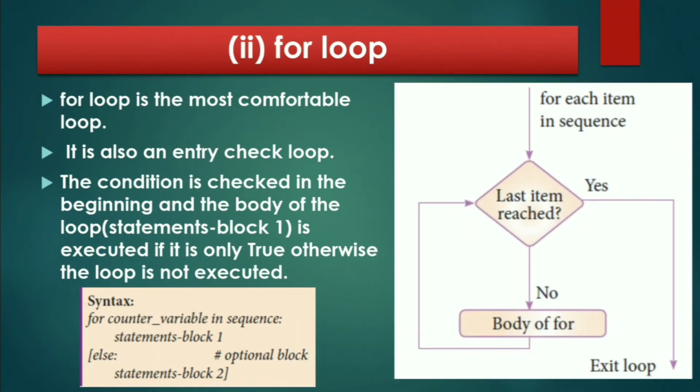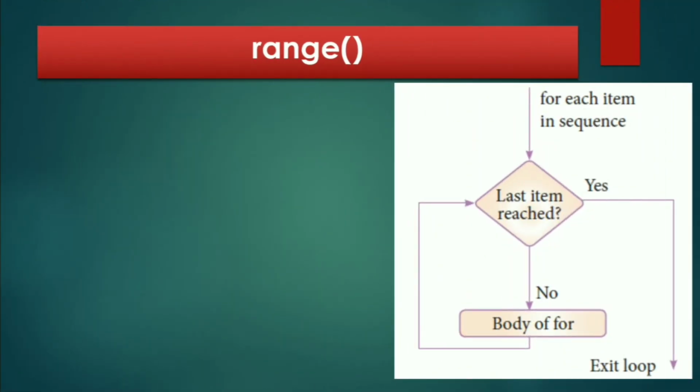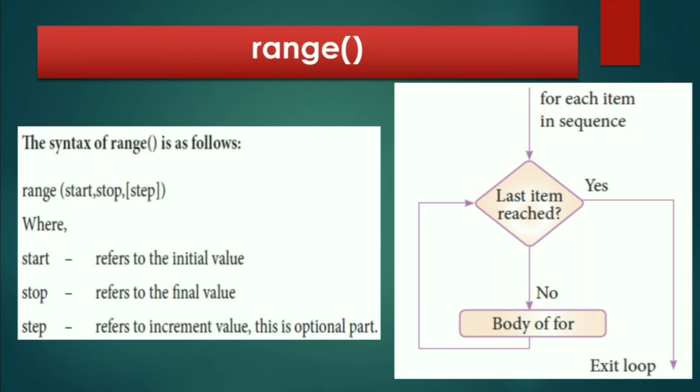Okay, now look at this flow chart. Here we start with for each item in sequence. So we should know what is sequence. See, sequence is a list of values. How are we going to generate this list of values? Using the range function. Inside range we have three parameters. First one is start, then stop, and the optional one is step. Start is the initial value, and stop means it is the final value. Step is used to refer to the increment value or decrement value.